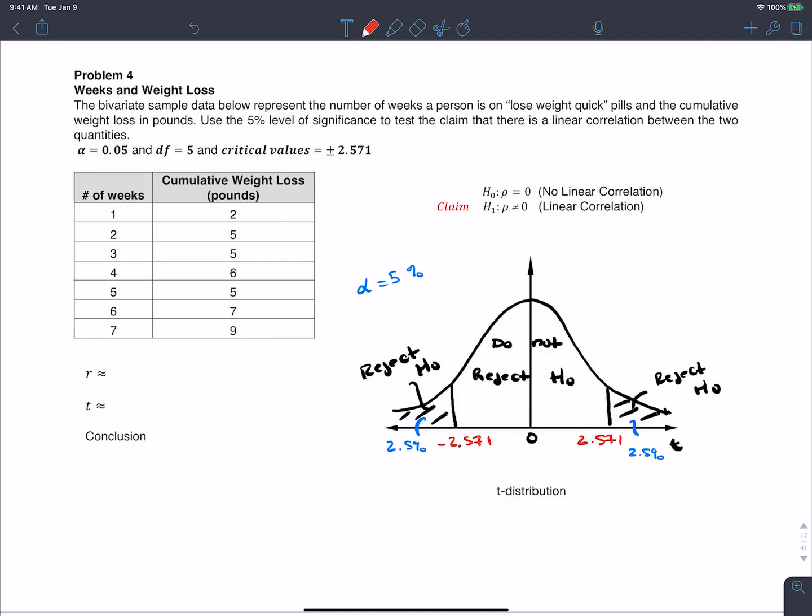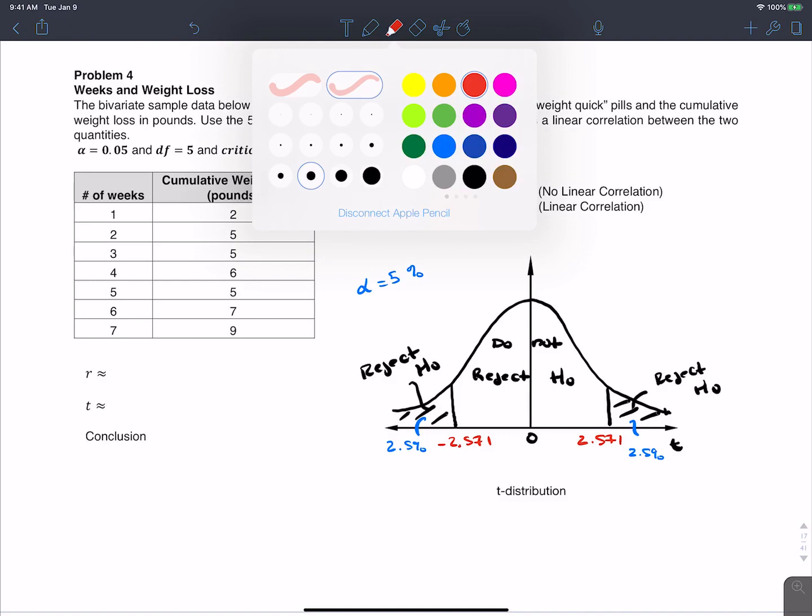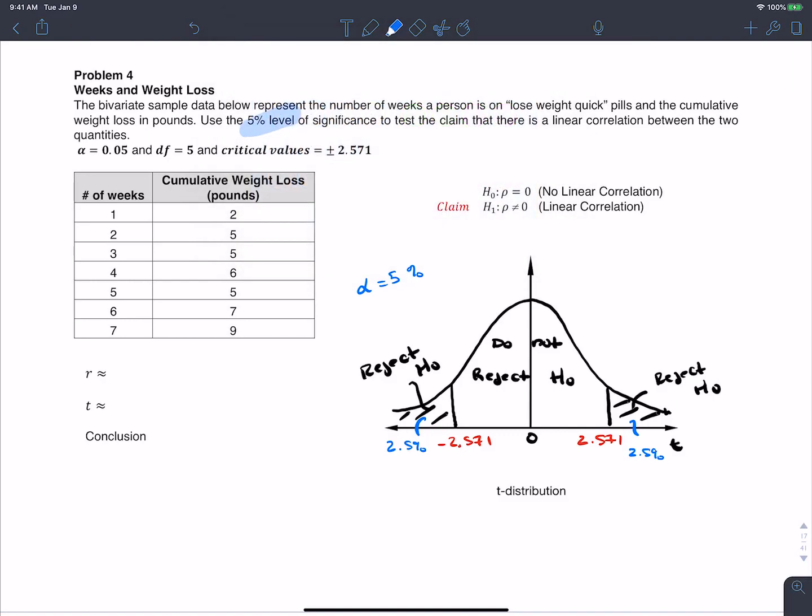Use the 5% level of significance to test the claim that there is a linear correlation between the two quantities. And yes, alpha is 5% there. It looks like our sample size is 7, so the degrees of freedom is 5. We don't really care about that yet. Should we even go through the test to begin with if we know the scatter plot looks random, that the data can't necessarily be modeled with a line? So we're going to go look at the scatter plot.